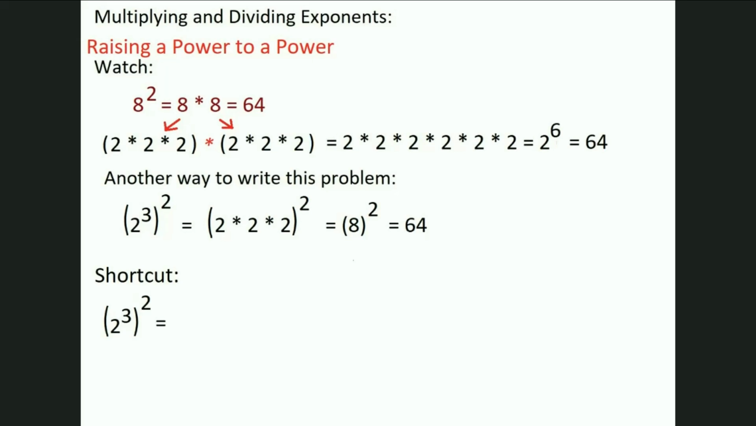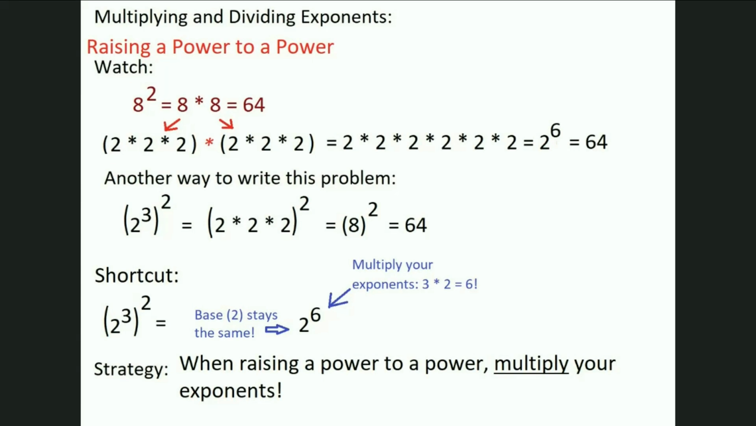Now, here's a shortcut. 2 to the 3rd power squared can also be written like this. Our base is 2, and that stays the same, so we just rewrite our 2. But our exponents, we multiply. 3 times 2 is 6, so we have 2 to the 6th power. Our strategy here is when you raise a power to a power, you multiply your exponents. Now, this will make sense, I promise. Let's move on.